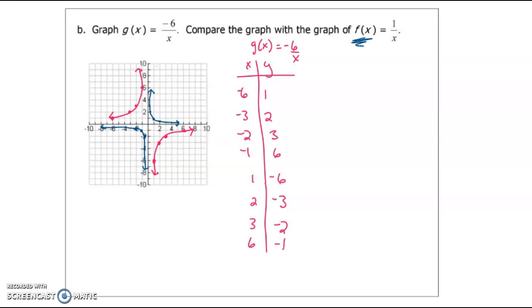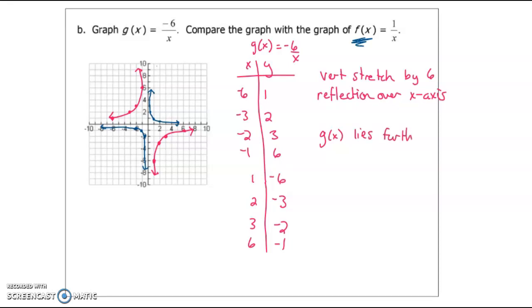Okay, so now it says to compare. So the first thing is just straight up the transformations: it was a reflection over the x-axis, and it was a vertical stretch by 6. But they also want us to talk about the actual graph. So g of x lies further from the axis than f of x. That's from the vertical stretch.